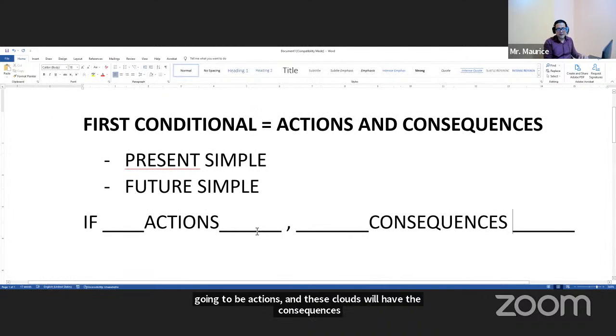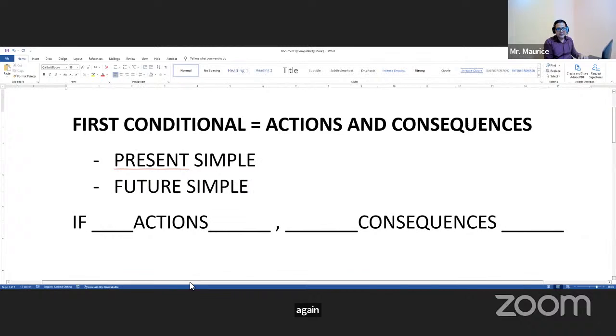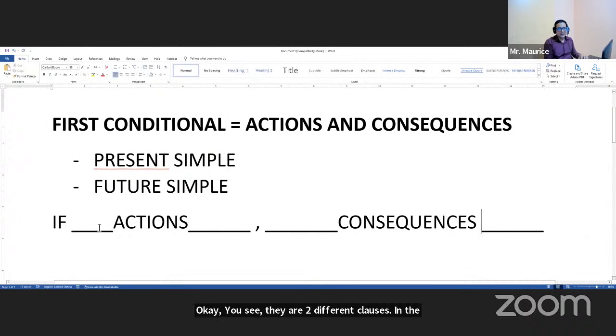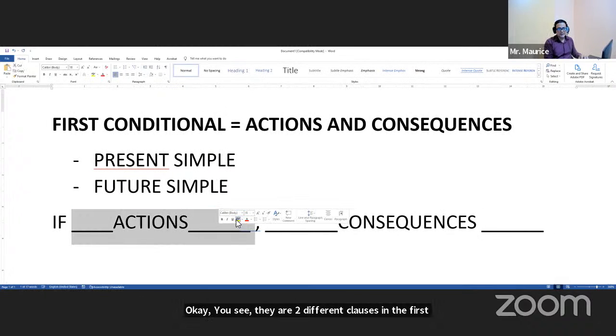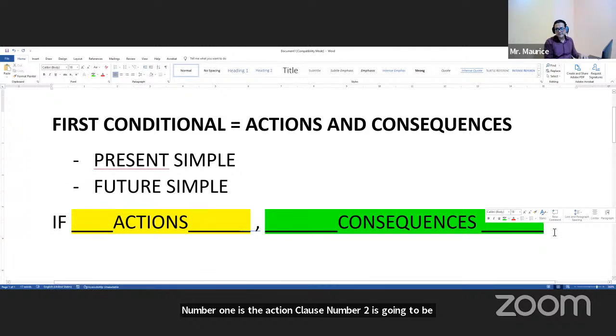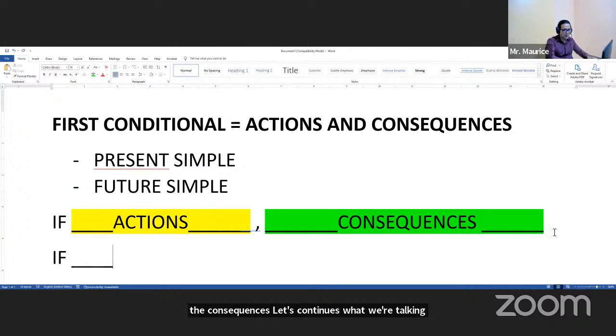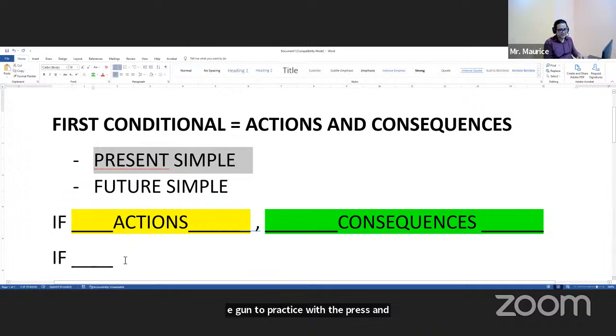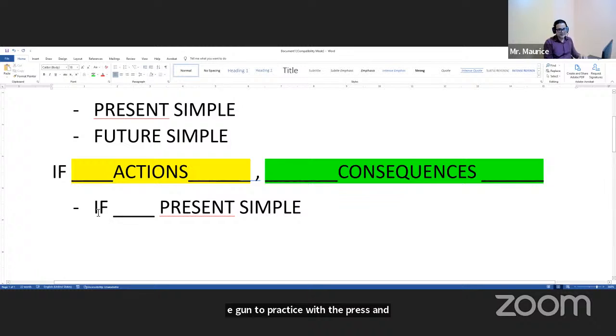Okay, you see, there are two different clauses in the first conditional. Clause number 1 is the action. Clause number 2 is going to be the consequences. Let's continue. When we're talking about actions in clause number 1, that means we're going to practice with the present simple. Here, present simple.